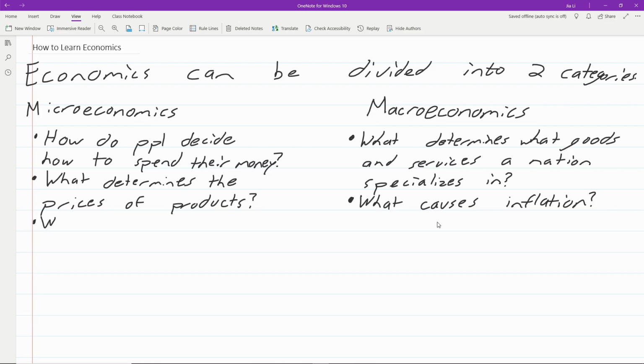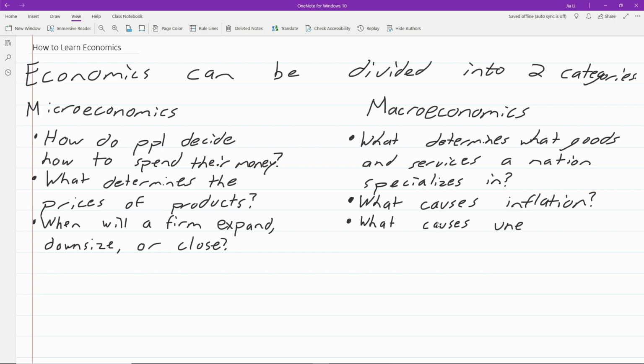Under micro, I'll ask, when will a firm choose to expand, downsize, or close? By the way, in case you're not aware, firm is just another term for business, basically. And then on the right-hand side, I'll ask, what causes unemployment to rise or fall?